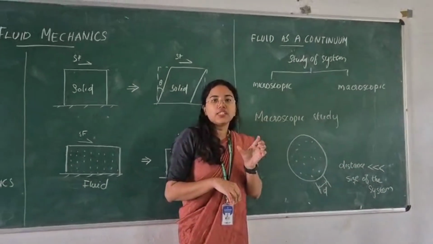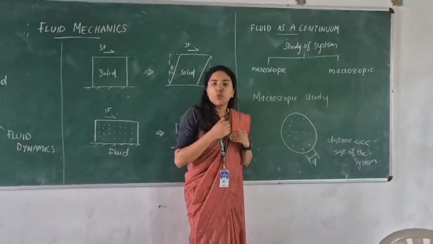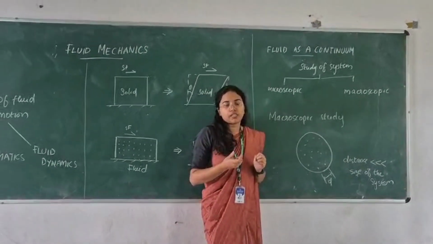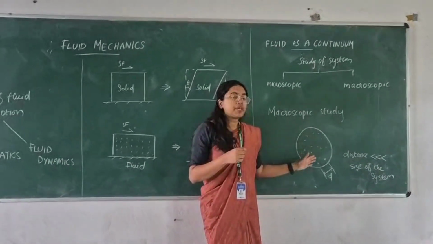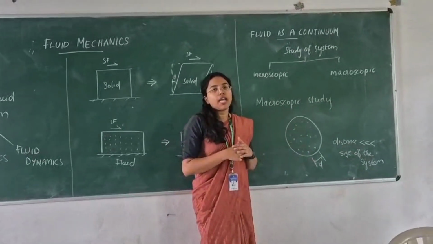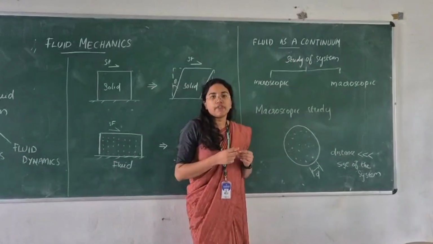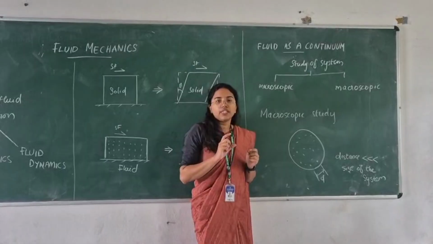If the size of the molecule is very small compared to the mean free path, then the system can be considered a continuum, and the mean free path is the distance travelled by a molecule between successive collisions.